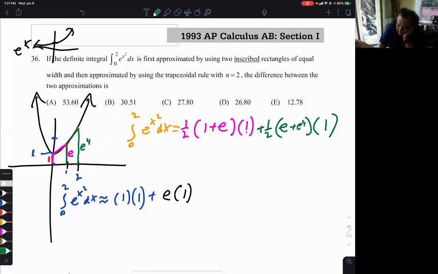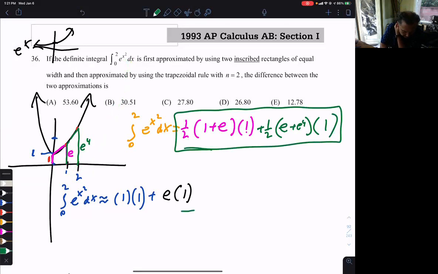That's my other base. So you pop this in your calculator. That's the trapezoidal. That's the rectangular. And you'd have to subtract that to get your answer.